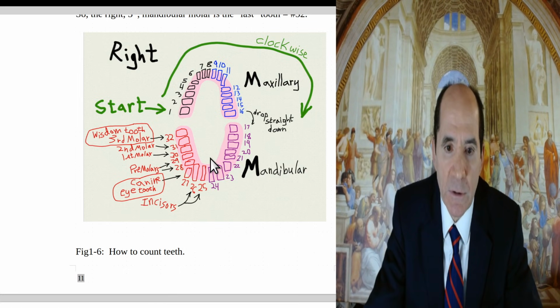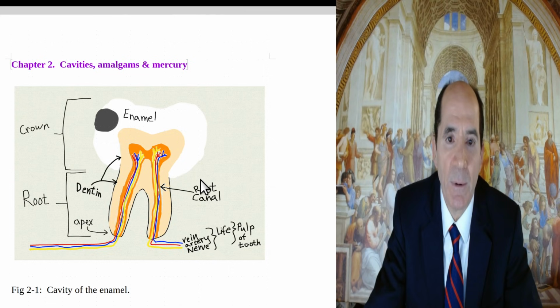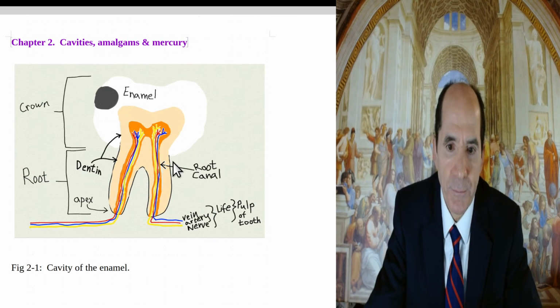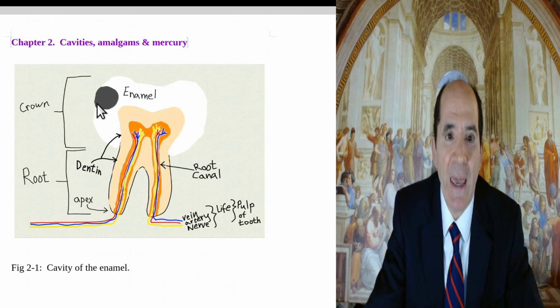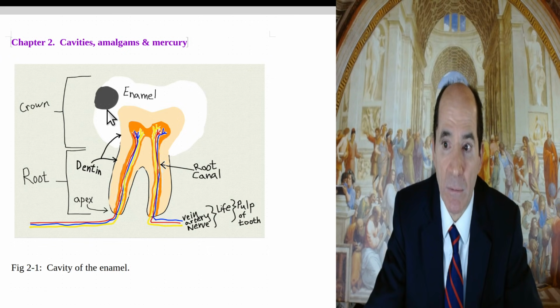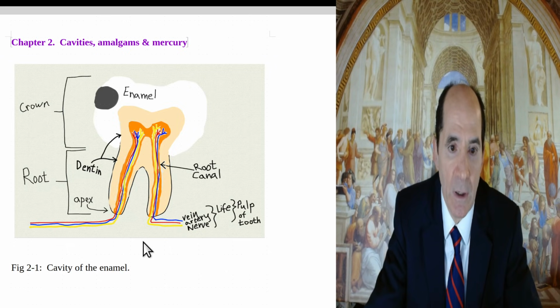All right, so let's see what's next here. Okay, a little bit about cavities. Here's a cavity just inside the enamel. That could get better on its own. If you take good care of your teeth, that might heal.